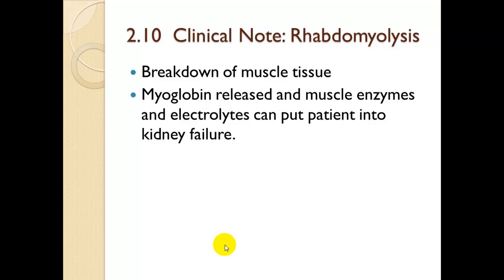Tons and tons and tons of potassium get released from the destruction of the muscle cells into the extracellular environment, and we do not do well whenever tons of potassium get released. It's called hyperkalemia, and it will actually kill you. It will stop your heart. So rhabdomyolysis would be bad. It is bad.